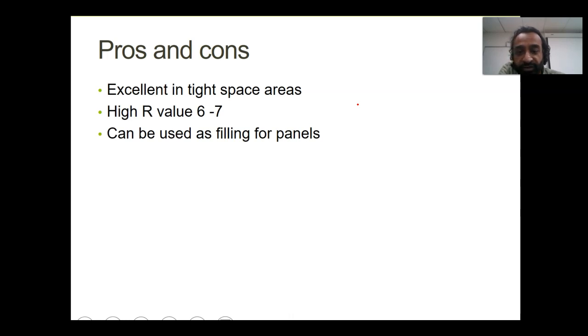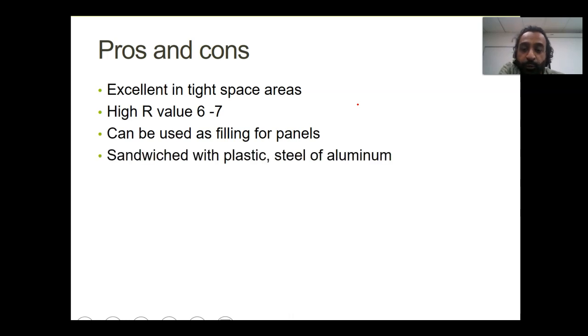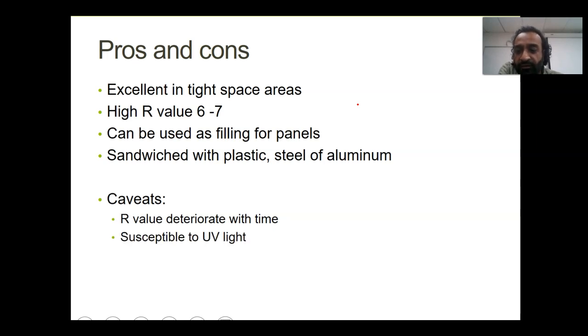They can be used as filling for panels or between walls. They can be sandwiched with plastic, steel, or aluminum. Some of the problems or caveats are R value deteriorates with time. Again, you have to check with the material. I'm sure there's a lot of improvement happening to these panels because they're very convenient. Again, they're very susceptible to UV light, but after a while they become crispy and they start to fall apart and become kind of dusty.